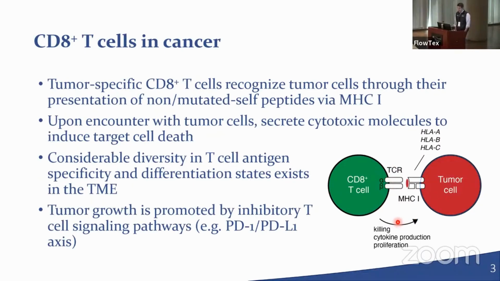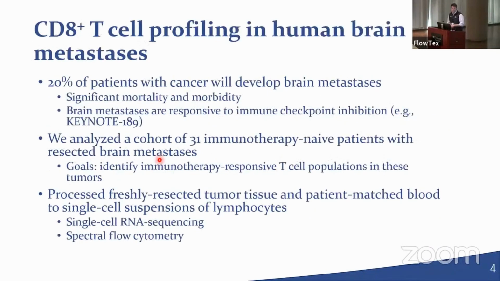to kill that cell. But of course, tumor growth is promoted by pathways that inhibit this process and cause T cell exhaustion. And as Mauro also pointed out, there's a considerable diversity in antigen specificity and also differentiation states within the tumor microenvironment, especially in humans. You don't always know what you're going to get inside the tumor microenvironment.